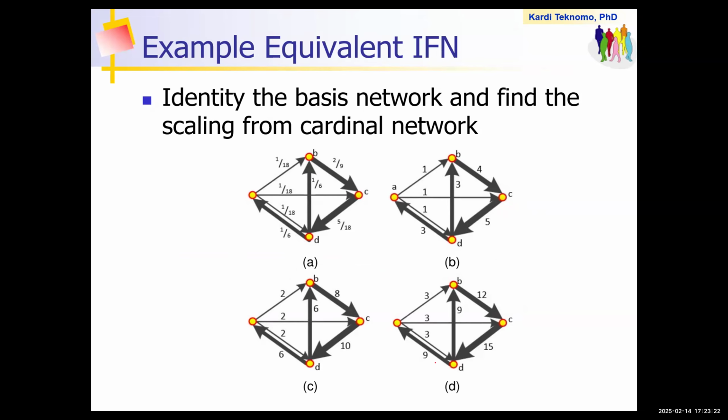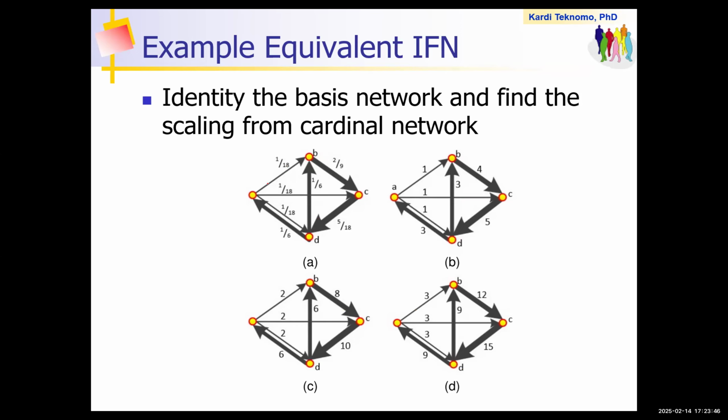Basis network means the total flow in the network is 1. Yeah, the kappa is 1. So if you want the total flow in the network to be 1, that means the flow must be less than 1, right? So in that case, A is the basis network.